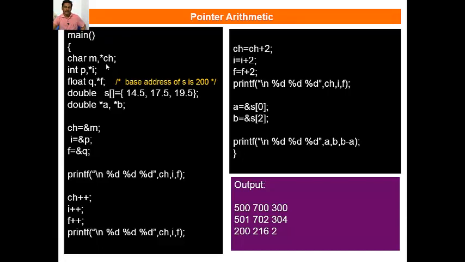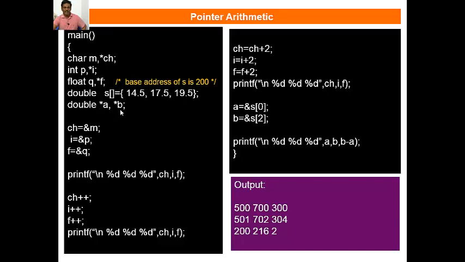In main, character star ch, integer p comma star i, float q comma star f. Here s is a double array variable, so it has 3 values: 14.5, 17.5, 19.5. We assume the base address of that array is 200. That is, the address of s[0] is 200. Then the address of s[1], since it is a double of 8 bytes, is 208. The 17.5 starting address is 208, and then 19.5 is at 216.